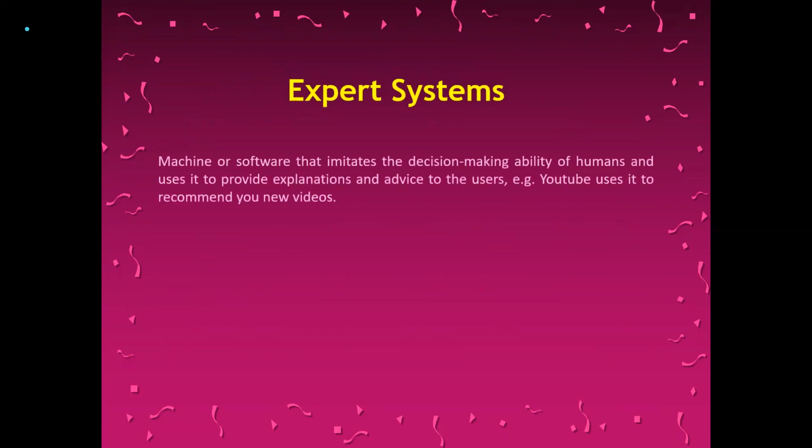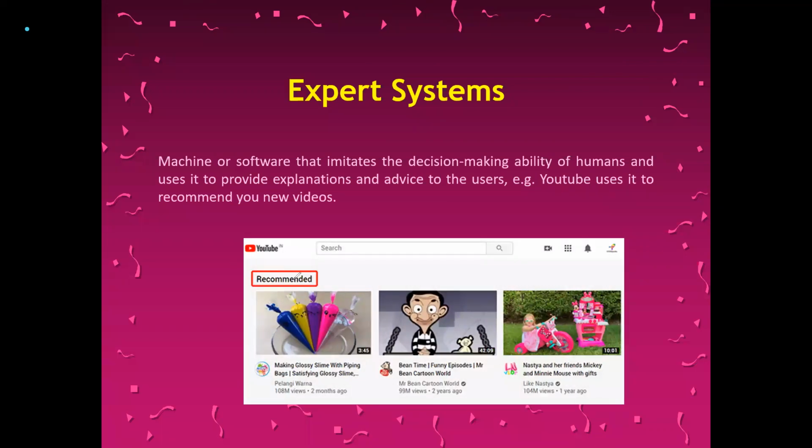Expert system. An expert system is software that emulates the decision-making ability of humans and uses it to provide explanation and advice to the users. For example, YouTube uses it to recommend new videos. You have seen this, I think, many times. If I search for videos like funny episodes, YouTube will see what you are liking, and as soon as you open a video, it will show recommended videos in that way, whatever you like. It depends on what videos you see. So this is one of the expert systems, right?